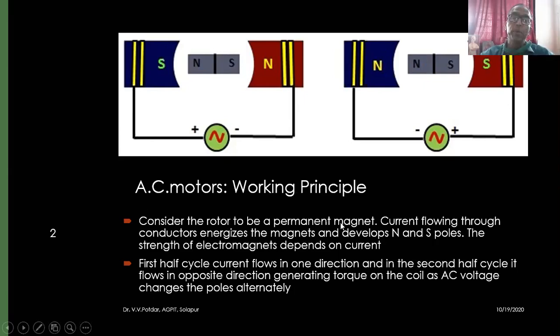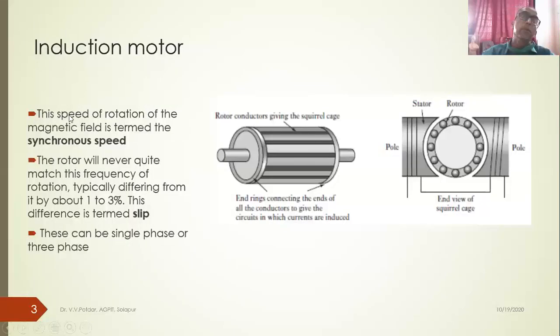Consider the rotor to be a permanent magnet. Here he has considered a permanent magnet. Current flowing through the conductors energizes the magnets and develops north and south poles. The strength of the electromagnet depends on the current. In the first half cycle current flows in one direction, and in the second half cycle it flows in the opposite direction, generating torque on the coil as the AC voltage changes the poles alternately. This is the working principle of the AC motor. Just now we discussed the induction motor.